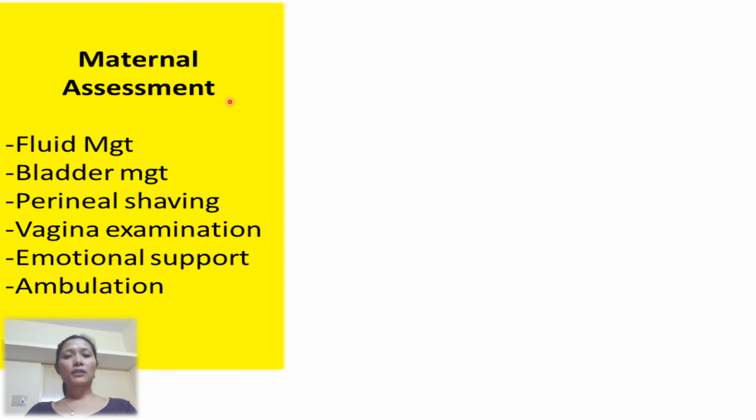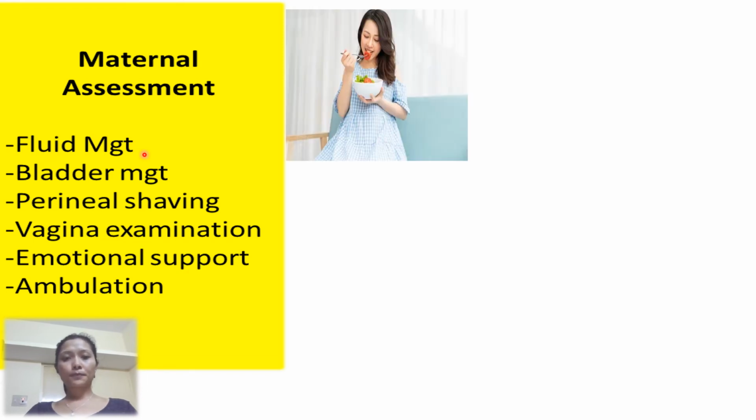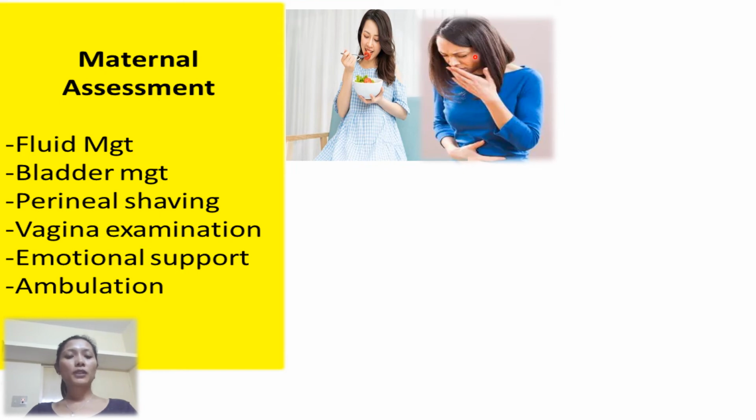And further, maternal assessment, which is the second point. Maternal assessment includes fluid and food management. The mother's consumption of food should be less, because it can induce vomiting. Fluid should also be given to the mother during the first stage. The mother should not be dehydrated, so she should be given more fluid. And bladder management should be done, to prevent interruption of the uterine contraction. Bladder management should be done appropriately, or catheterization can be done.